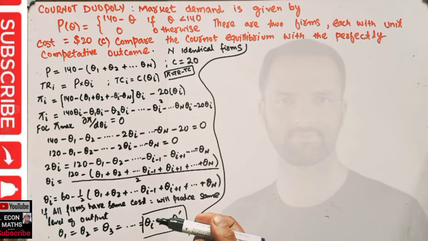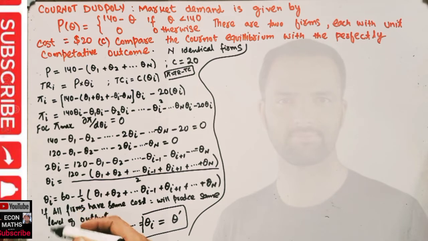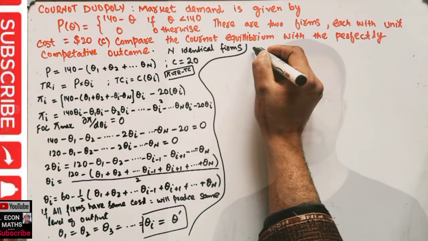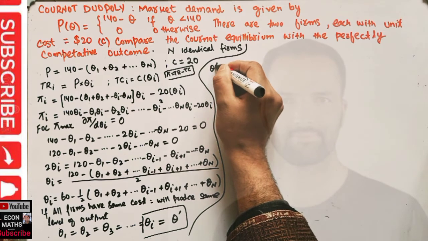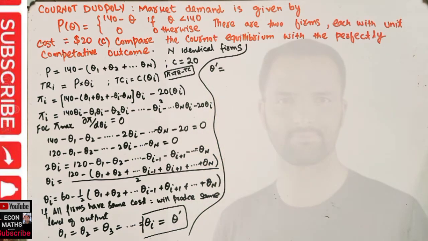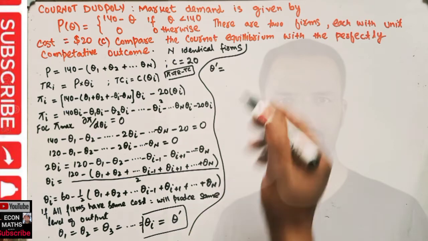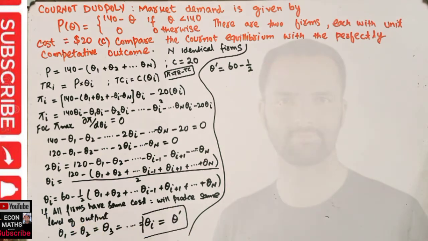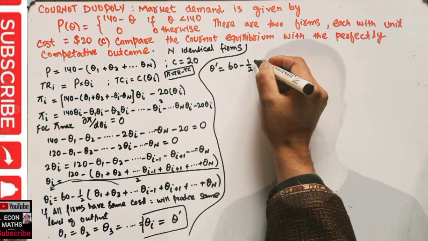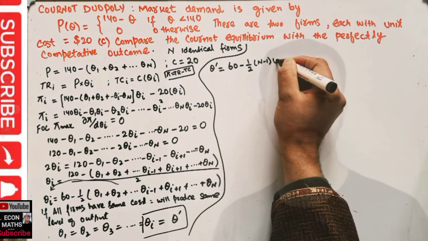Now what will happen then if it is the case? Then in place of qi I will write q dash. So q dash is equal to 60 minus 1 upon 2. Now how many firms do we have here? You can see we have n minus 1 firms on the RHS, because one firm we have taken to the LHS. So can I write here n minus 1 times q dash?